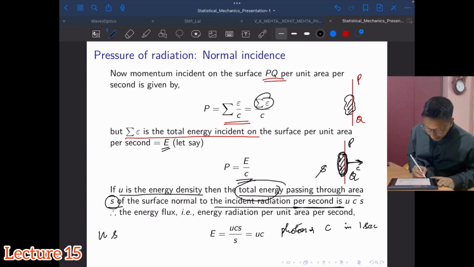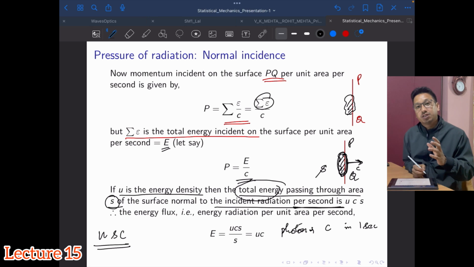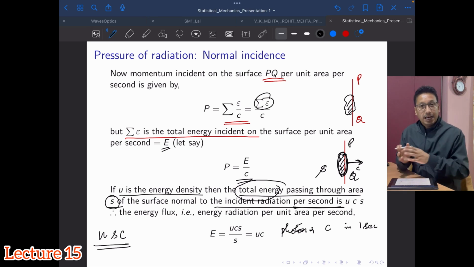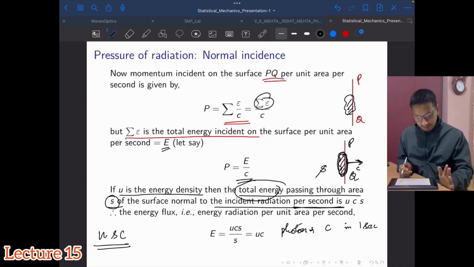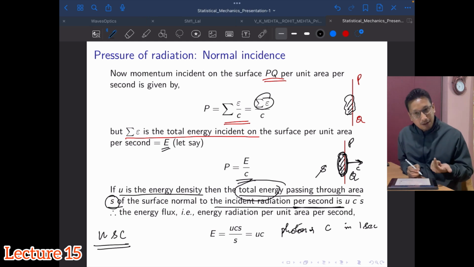Okay, so base area into height, that is C. So this much will be the total energy which is passing through the surface having area S in 1 second with velocity C, right? I hope you got the point. So U is the energy density. So if I multiply by the volume, I will get the total energy.